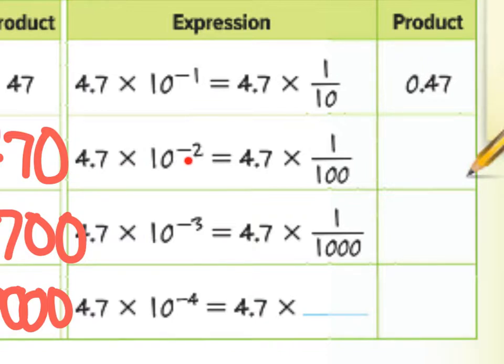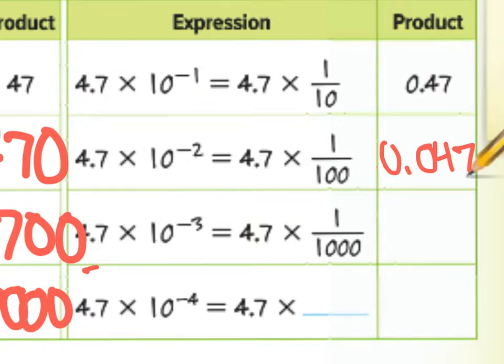If we multiply it by 1/100, this value will move to the 100th. So the decimal has to move over 2 times. So now it becomes 0.047. Then 4.7 right here times 10 to the negative 3rd power. It's going to move over 3 times now, right? 3 times to the left. Make the number even smaller.